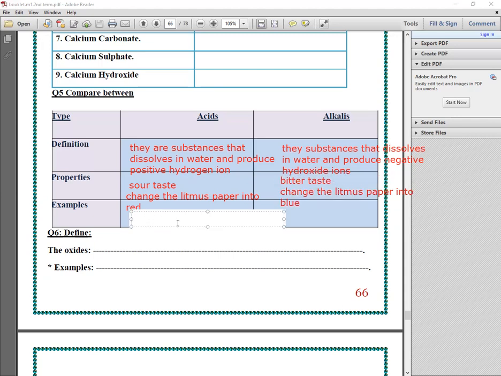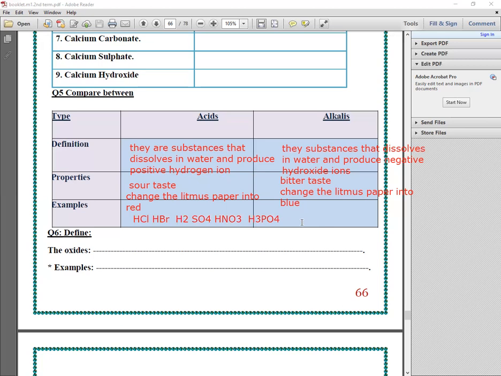Examples, give me examples about acids. Acids like HCl, hydrochloric acid, hydrobromic acid, HBr, H2SO4, sulfuric acid, HNO3, nitric acid, H3PO4, phosphoric acid. All of these are acids.